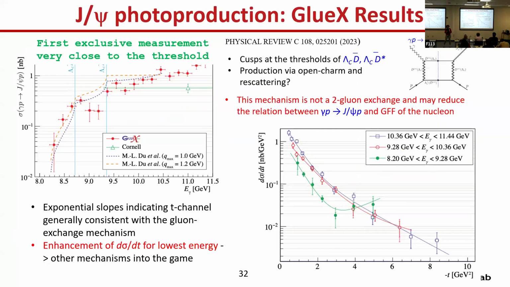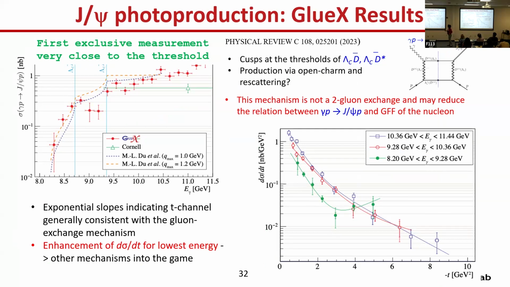What can we do with the 22 GeV? One of the critical and fundamental assumptions is that this reaction goes through the exchange of two gluons. This is the most important assumption. Is it true? Let's have a look at the data from Hall D.